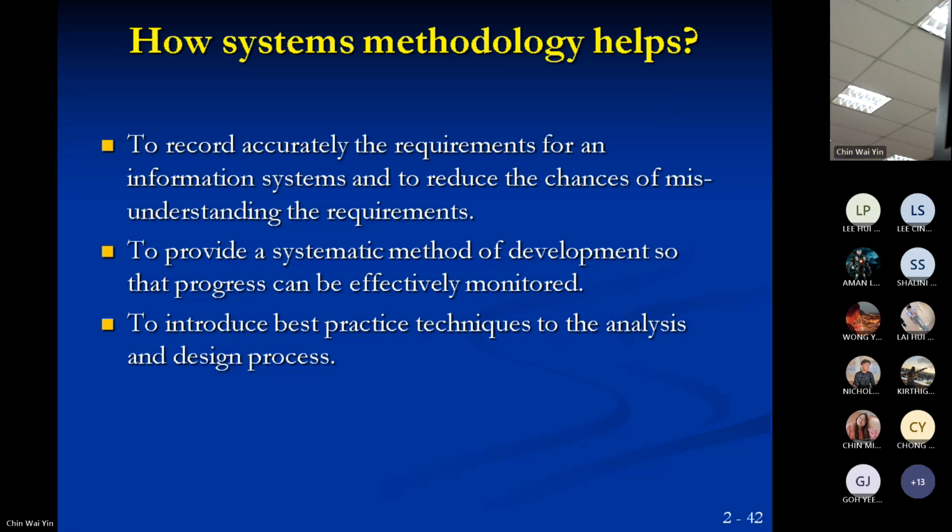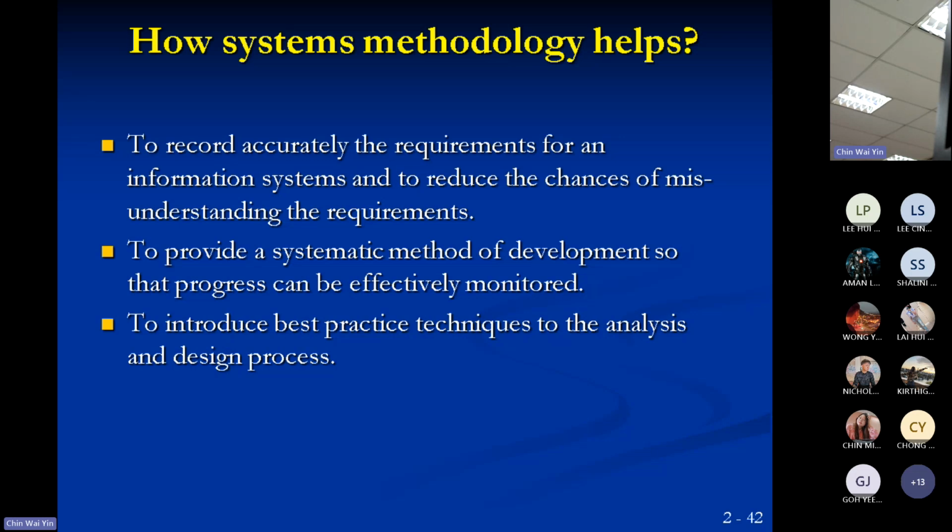Just now we saw that there are many examples of methodology. SDLC is one of them, and there are actually hundreds more, and new ones keep appearing, especially now with new developments and new types of technology for systems development, such as AI tools. So new methodologies are developed.